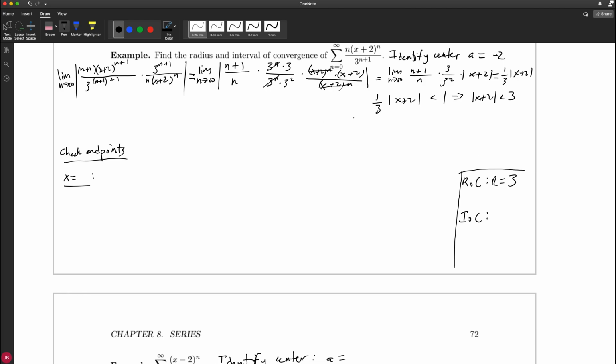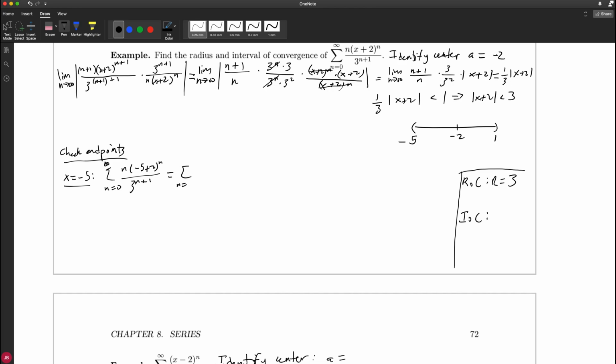Okay, so now let's look at our supposed interval here. My center, minus 2, is right here. And now I'm allowed to go 3 units in either direction, right? So at most I can go up to 1, and at least I can go down to minus 5. So let's first plug in minus 5. So I get the sum n equals 0 to infinity, n times (minus 5 plus 2), all to the n over 3 to the n plus 1.